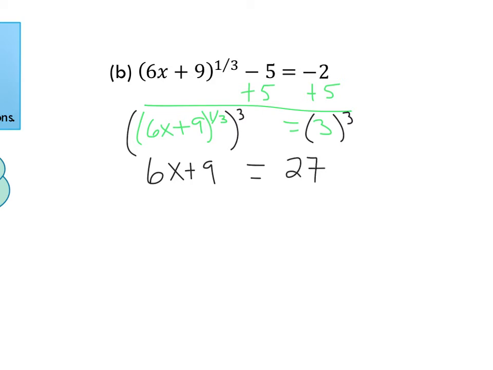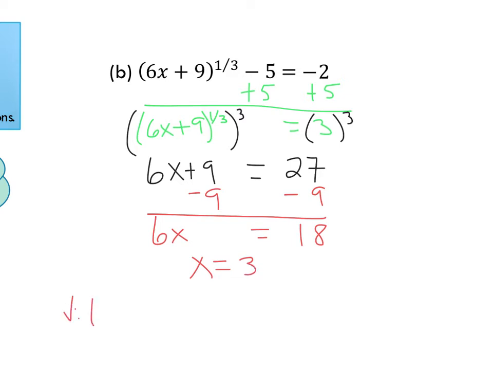All we're going to do from this point is solve for x. So we'll subtract 9 on both sides. 6x equals 18. And then divide by 6, x equals 3. And remember, we're going to check our work. If we check our work, 6 times 3 is 18, plus 9, to the 1/3, minus 5. Does that give me negative 2?